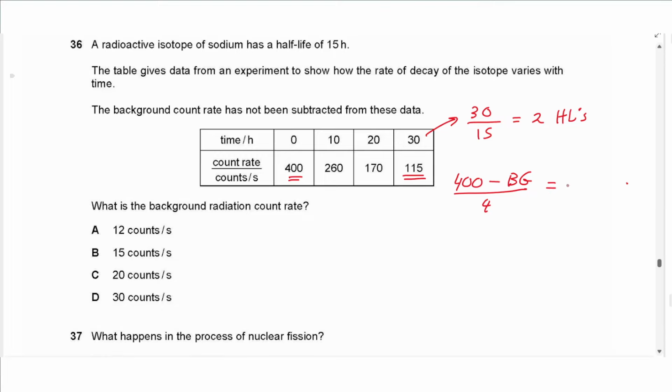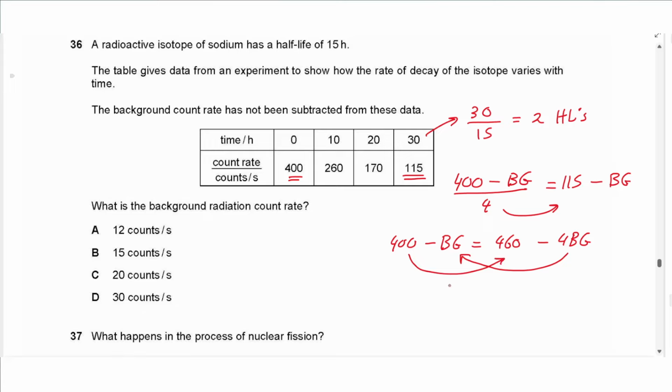But in the table, the final activity also includes background. So this means that this calculation is equal to 115 minus the background, without background. So if you multiply by 4 on the other side, we have 400 minus the background is equal to 460 minus 4 times the background. So if we move this part with a positive sign on the other side and this to this side, we have 3 times the background on the left side is equal to 60 on the right side. So the background is 60 divided by 3, which gives an answer of 20 counts per second. So the answer is C.